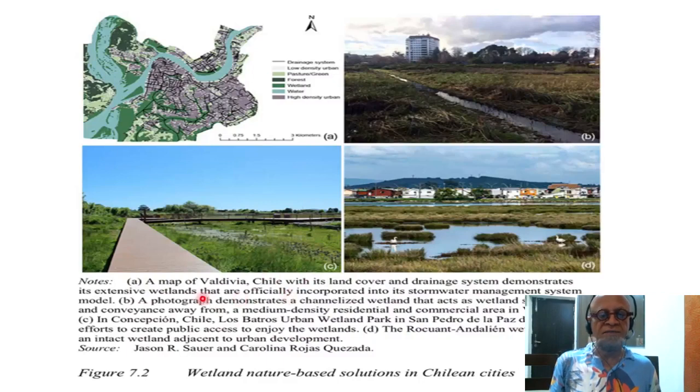So, a map of Valdivia, Chile, with its land cover and drainage system demonstrates its extensive wetlands that are officially incorporated into its stormwater management system model. So they have used NBS in that sense. A photograph demonstrates a channelized wetland that acts as wetland storage for and conveyance away from a medium density residential and commercial area in Valdivia.